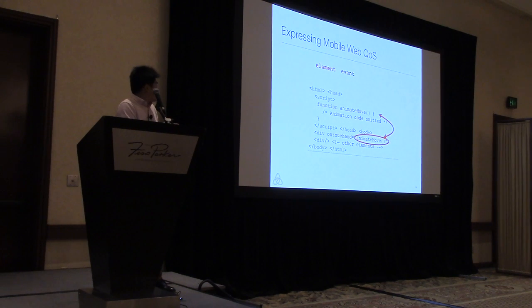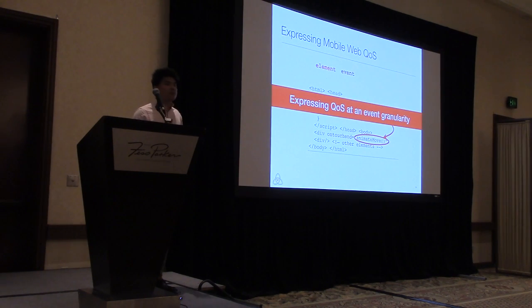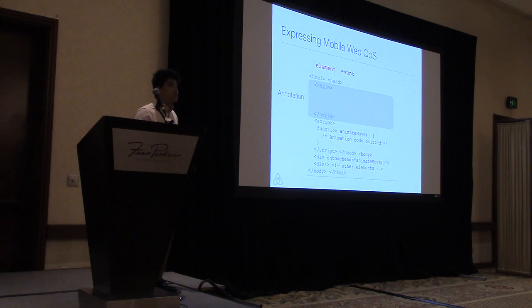Obviously, during the anime move callback execution, it's going to generate some animation. So overall, mobile web applications are executed in this event-driven manner, where an event being triggered on a particular element is a basic unit of execution. The point here is that the event-driven nature of these applications really requires us to express quality of service at an event level. And here's how we can express it. The first step is to express the name of the element and the name of the event. For example, we're expressing the div element and the onTouchEnd event.